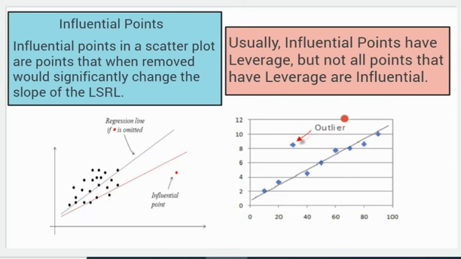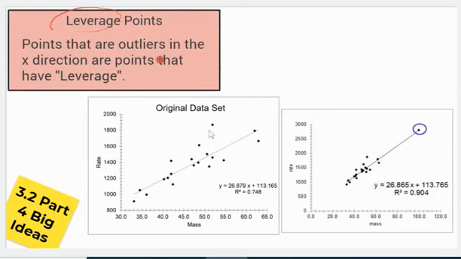Hopefully this helps you understand influential points and points that have leverage and how outliers can change things in our regression equation.